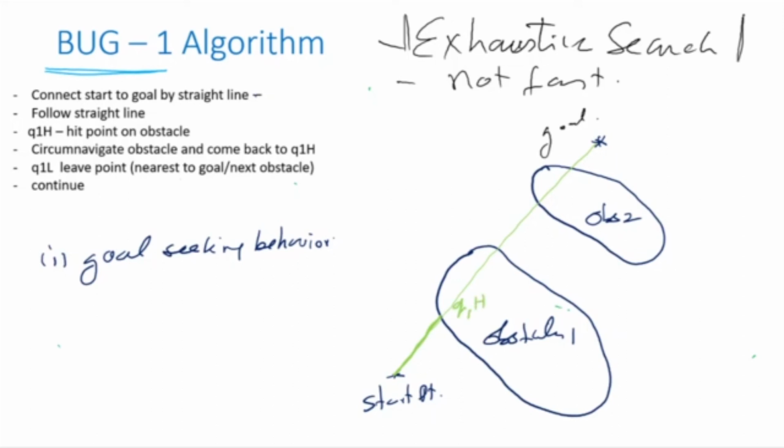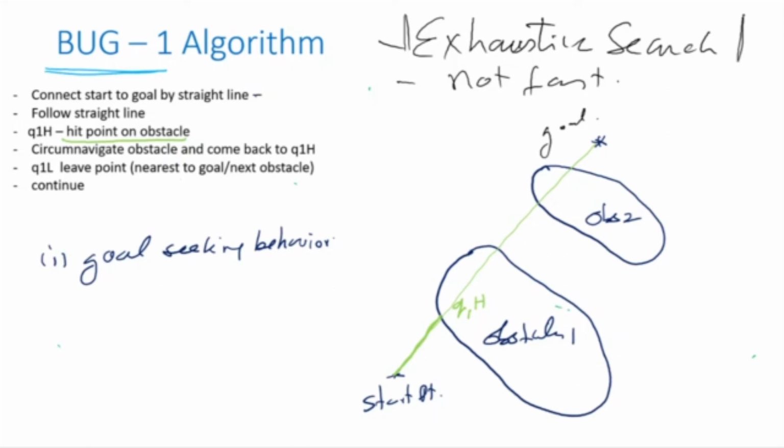Q1H is the hit point on the obstacle. So Q is the hit, Q1H is the first hit point of the obstacle. Okay, so we're writing a program where the robot is going towards the goal. You know the direction of the goal, which has been given. Now, as it is going, we connected the start point and the goal point with a straight line, and we follow the straight line.